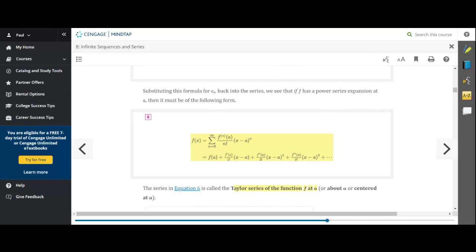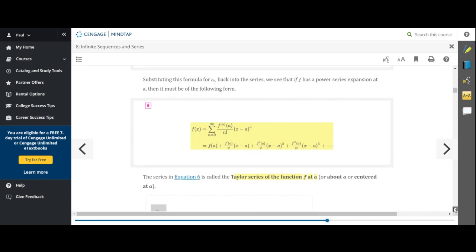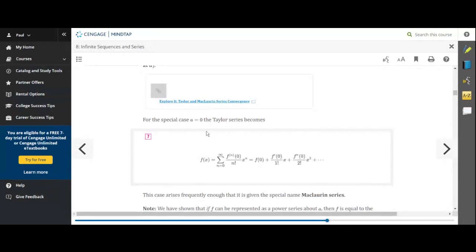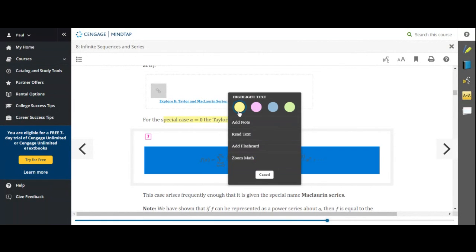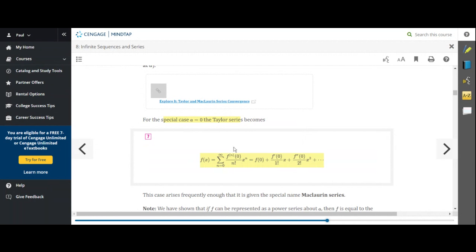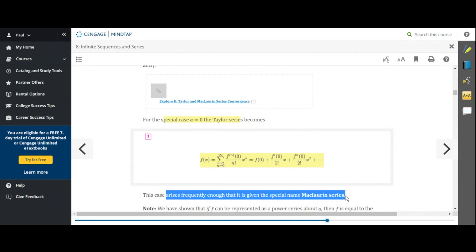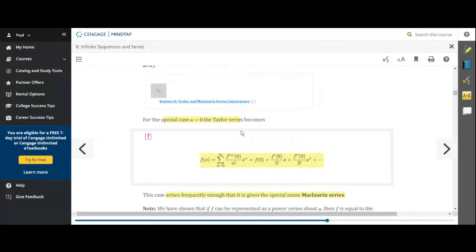And sometimes we let a equal 0. If we let a equal 0, the Taylor series becomes what's called the Maclaurin series. The Maclaurin series is given here. It arises frequently enough that it has a special name, Maclaurin series.